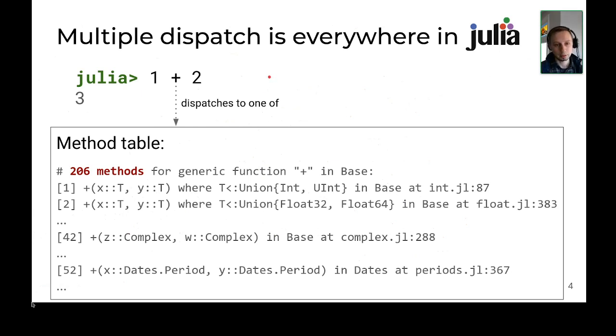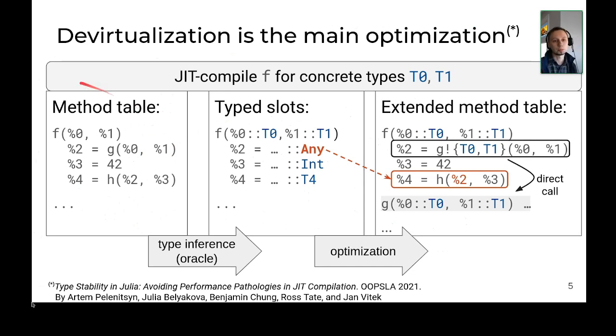First, an important fact: Julia is built around multiple dispatch, so every operation in Julia goes through the dispatch mechanism, which means that there is a method table for every function. For example, the plus function has around 200 methods defined only in the base library, and packages define more. It will try to dispatch to the most specific or most applicable method. So the crucial way to run fast in Julia is to perform devirtualization, so remove those method dispatches and try to do what we call direct calls.